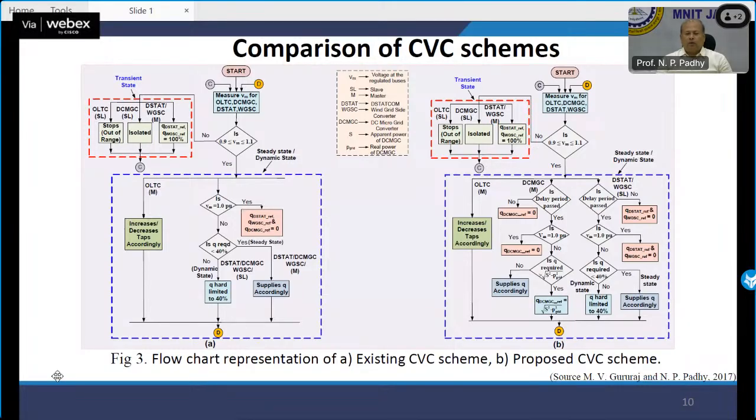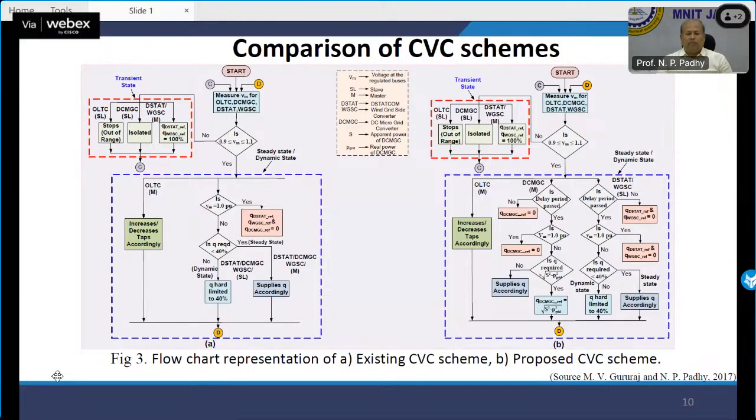Okay. So now we are talking about different comparison of CVC schemes. So probably, actually, this also we could start, that would be great. I think we can start from slide number 10 itself. It will help many students because it's quite a complicated diagram.